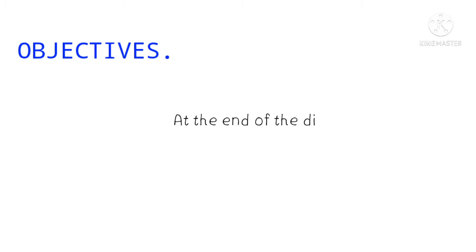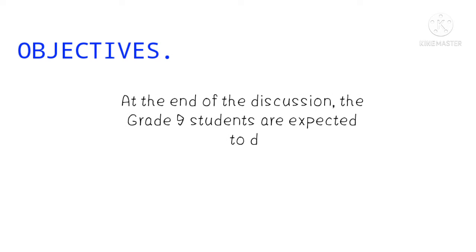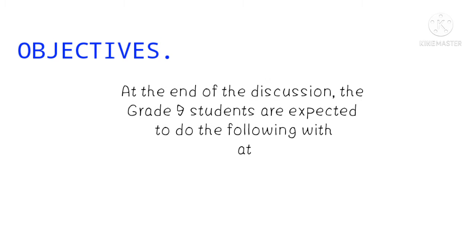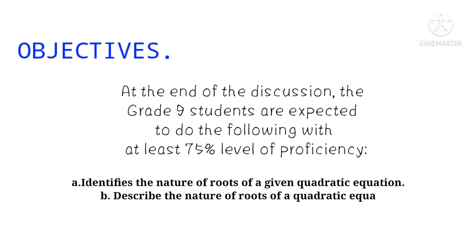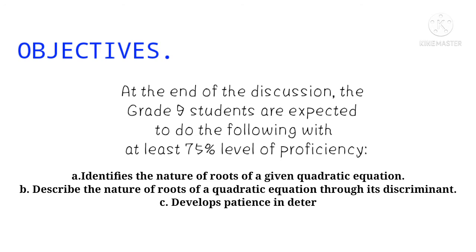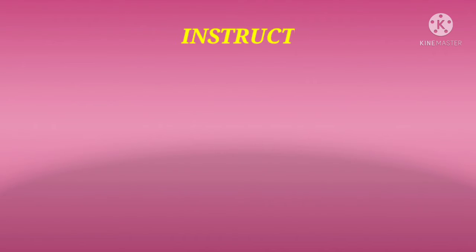Objectives. At the end of the discussion, grade 9 students are expected to do the following with at least 75% level of proficiency. A. Identifies the nature of roots of a given quadratic equation. B. Describes the nature of roots of a quadratic equation through its discriminant. And C. Develops patience in determining the nature of the roots of a quadratic equation.